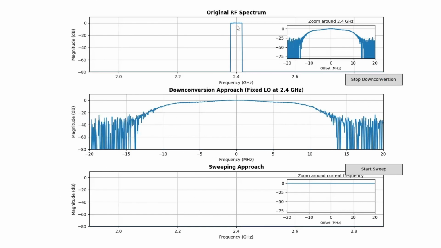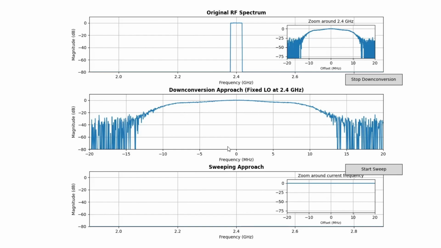Now you can see that after down conversion, this 2.4 is centered at 0, and when we take the fast Fourier transform, we can get the shape of the spectrum in frequency domain. But there is another approach. We can say, what if we don't want to take the Fourier transform?